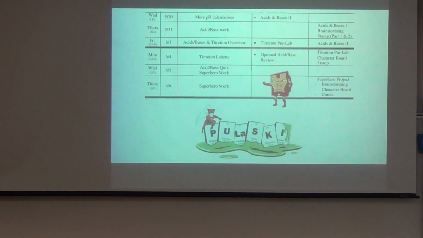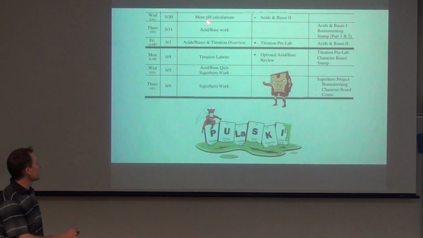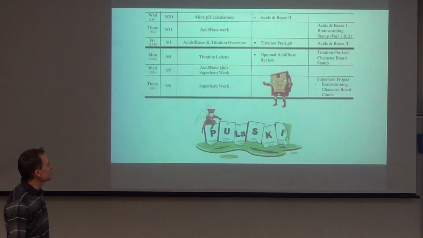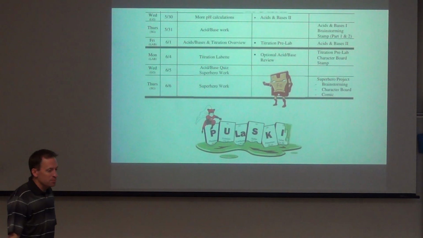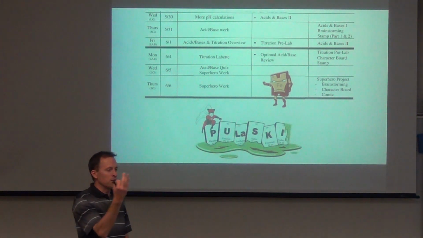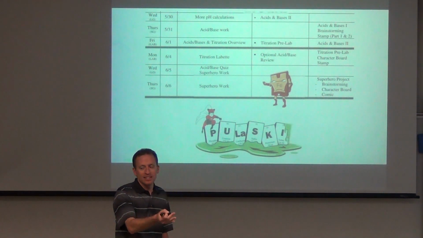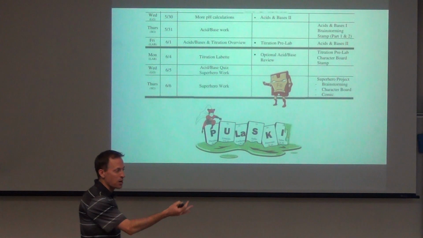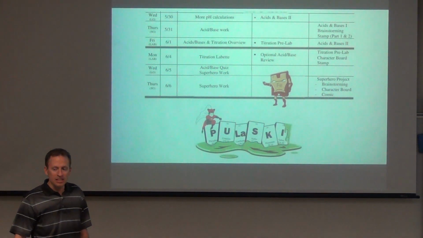Just so you guys are up to date, we are here right now. Tomorrow you have two things due. You have acid bases 1 and then your brainstorming stamps. So we are stamping the front page of your packet. So you have to come up with a hero, a sidekick, a villain, and a city, I believe, more or less with the powers and all that. If you have questions about that, let us know.